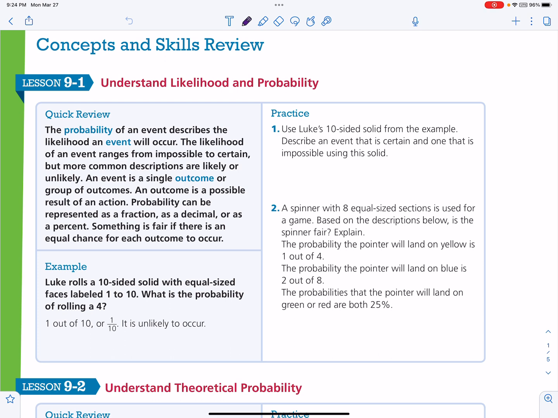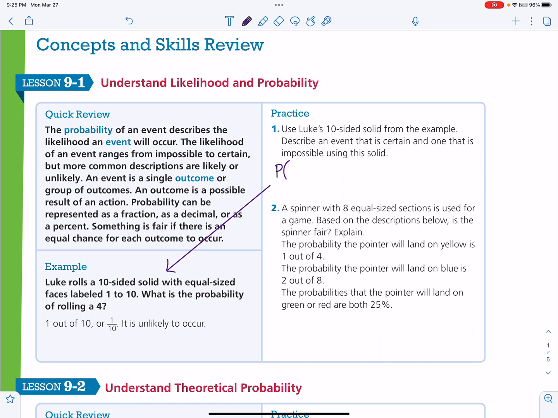Using Luke's 10-sided solid, describe an event that is certain and one that's impossible. I'm going to write it in that probability notation, which is what you're going to need to do for your test. So based on his solid, which is here, look at that nice line. He has a 10-sided solid, which they just mean a dice.